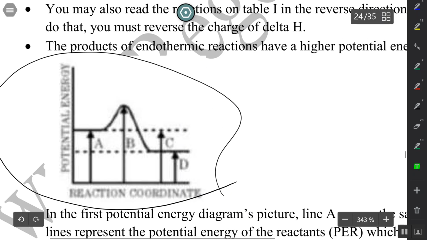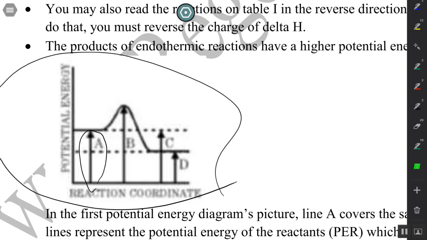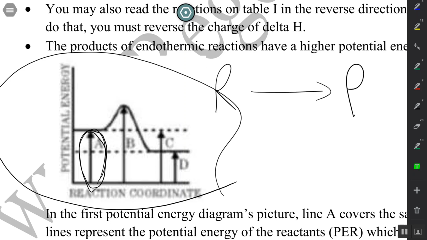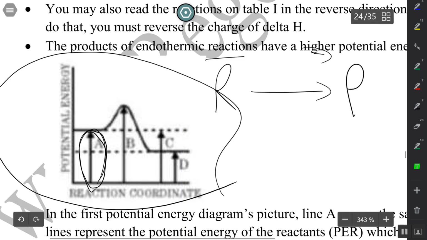So letter A over here shows the potential energy of the reactants. This is how much energy is stored in the reactants. So in every reaction, there are reactants on this side and products on that side. Okay, so that would be a forward reaction.